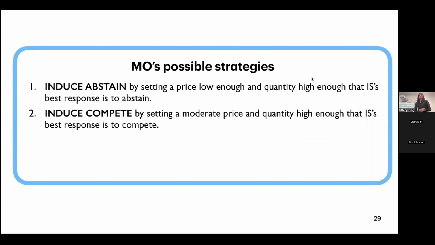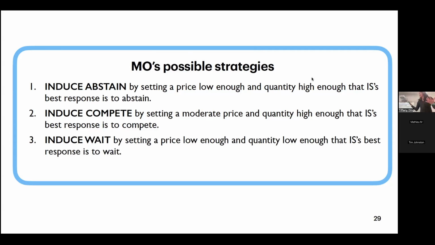They can also induce compete by setting a moderate price and a quantity that's high enough that the independent seller's best response is to compete. And induce wait is similar. This requires setting a low price and a low quantity. And in this final case, we'll also include when the marketplace operator themselves sets a quantity of 0, so when they abstain.